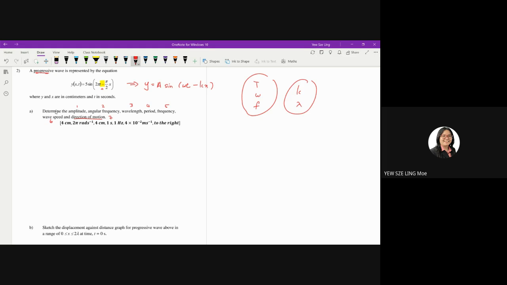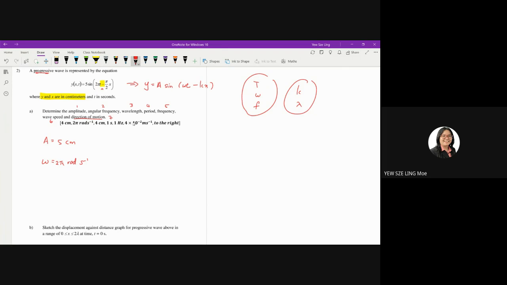So first, let us solve the amplitude. What is the amplitude? By comparison, I have A equals 5. What is the unit? Again, you look at the question. The question tells you y and x are in cm. Therefore, A is equal to 5 cm. And then angular frequency omega. By comparison, omega is equal to 2 pi radian per second. This is by comparison.